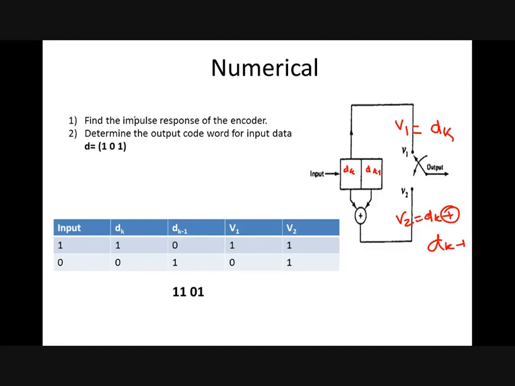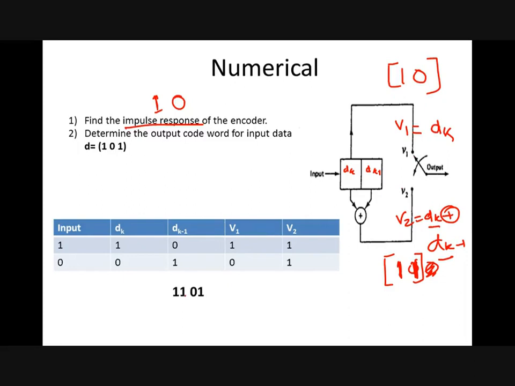So for the impulse response, how many bits do I have to pad? 1 followed by a 0, or I can directly write it like this. V1 is 1, 0. And V2 is 1, 0, 0. Sorry, 1, 0, not 2. They are two stages, so 1, 0. 1, 1. Sorry, 1, 1. Both components are available. The dk component is available, the dk minus 1 component is available. 1, 1. So if I have to write the output, it will be 1, 1 and 0, 1. See this, 1, 1, 0, 1.